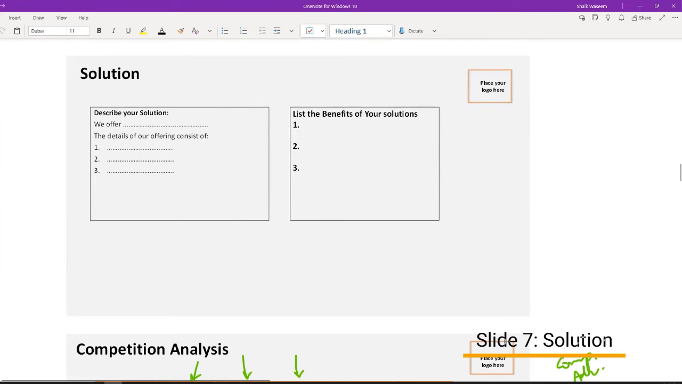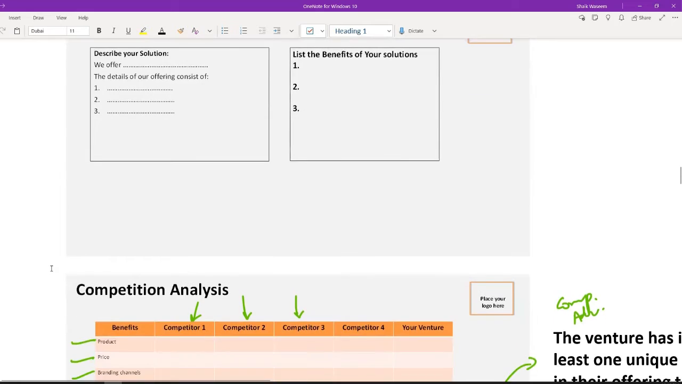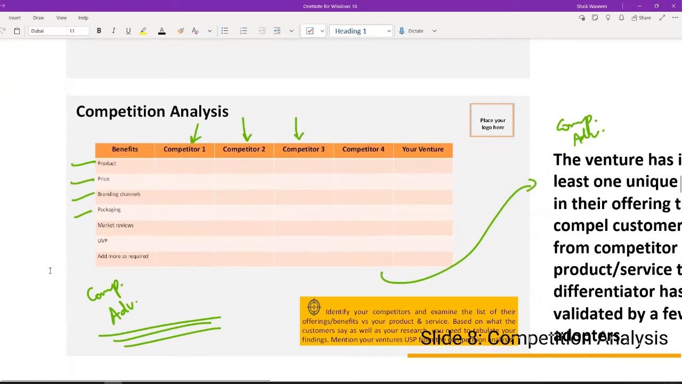We have a solution slide, which we need to describe in detail about what is our offering, what are the benefits of our offering for the customers. You can always complement these slides with images and explainer videos of your final solution. As we complete the solution, we can go to the competition analysis.